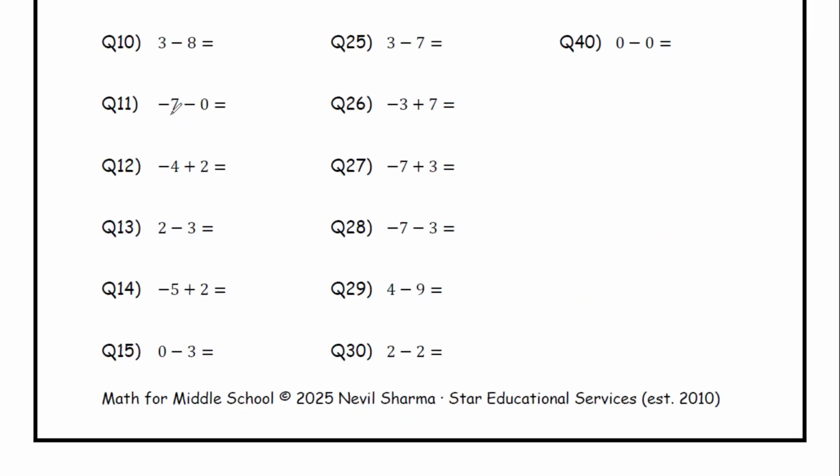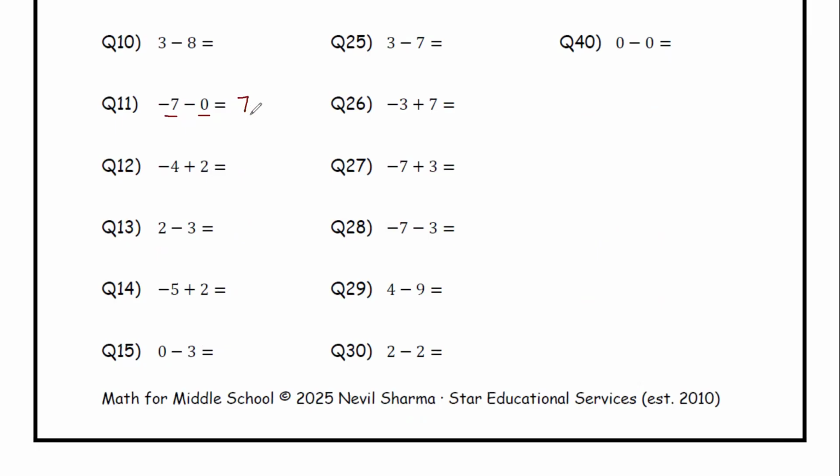Negative 7, negative 0. All right. Now, 0, if you see, is a neutral number. It's neither positive nor negative, but it is an even number. Zero is an even number. Remember that. But out here, they're both negative, so we're going to take the sum.